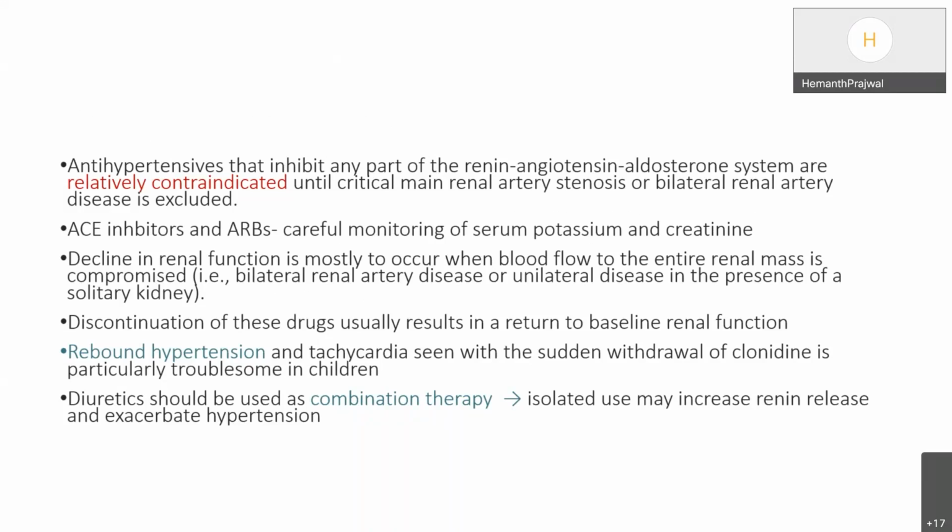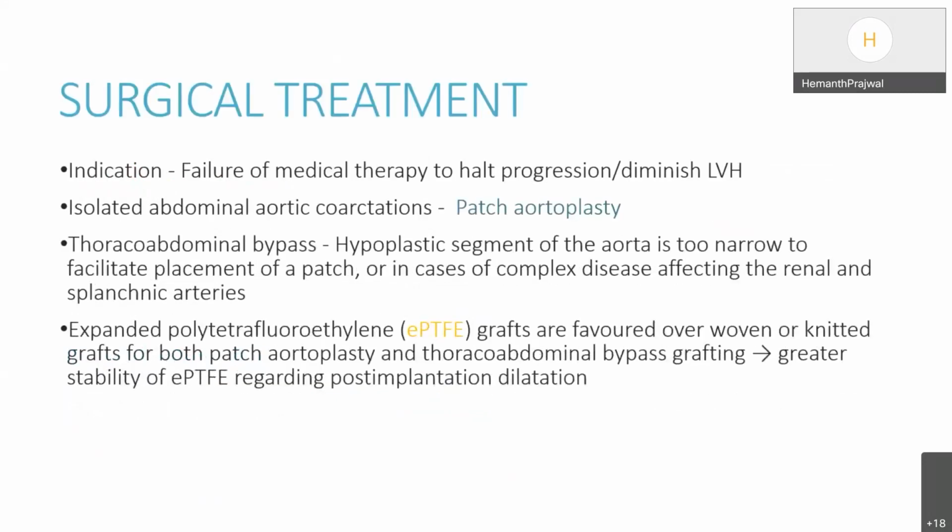The decline in renal function is most likely to occur when blood flow to the entire renal mass is compromised, such as in bilateral renal artery disease or unilateral disease in the presence of a solitary kidney. Discontinuation of these drugs usually results in a return to baseline function. Rebound hypertension and tachycardia are usually seen with sudden withdrawal of clonidine, particularly in troublesome children. And diuretics should be used as combination therapy only, as isolated use may increase renin release and exacerbate the hypertension.